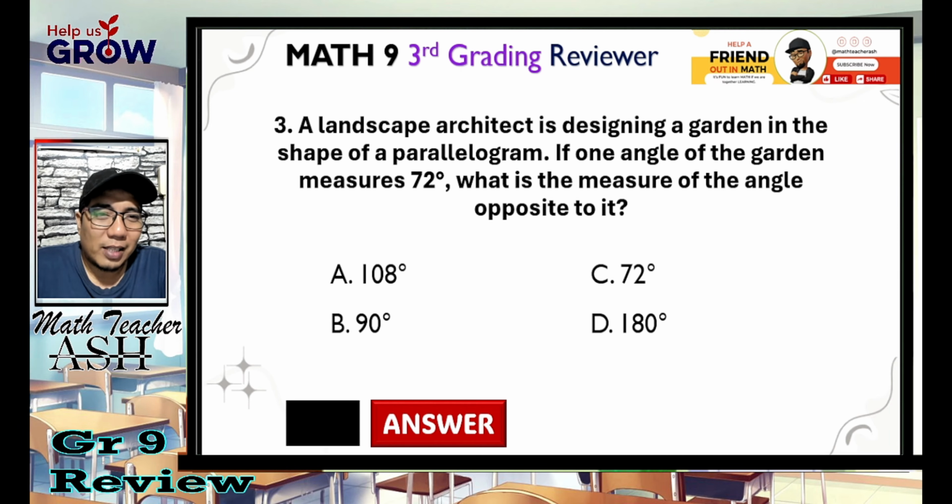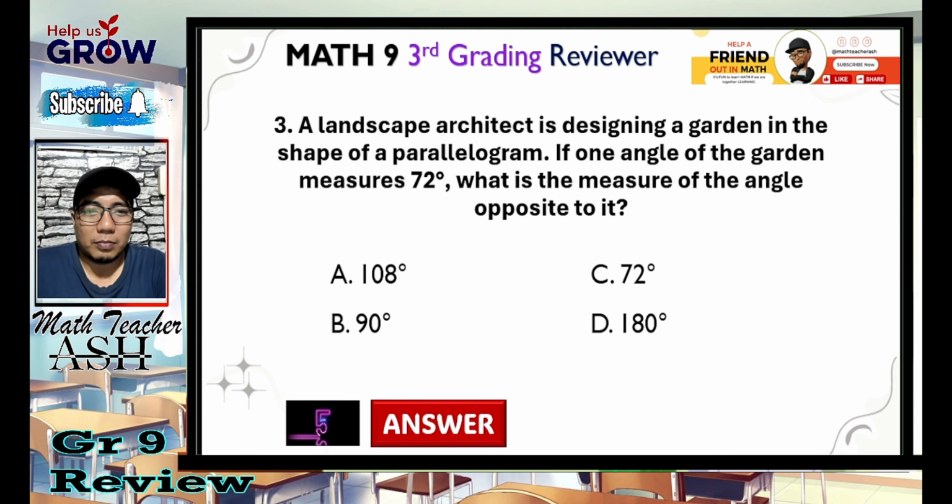A landscape architect is designing a garden in the shape of a parallelogram. If one angle of the garden measures 72, what is the measure of the angle opposite to it? Is it A, 108 degrees, B, 90 degrees, C, 72 degrees, or D, 180 degrees? I'll give you 5 seconds to think about your answer.